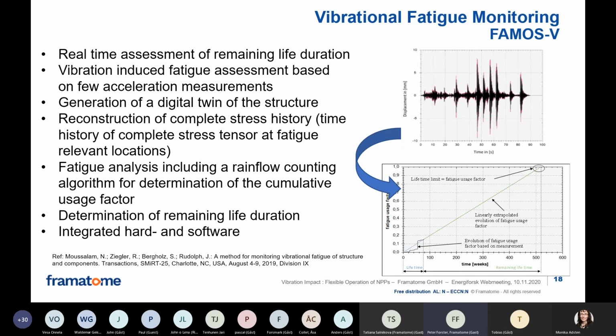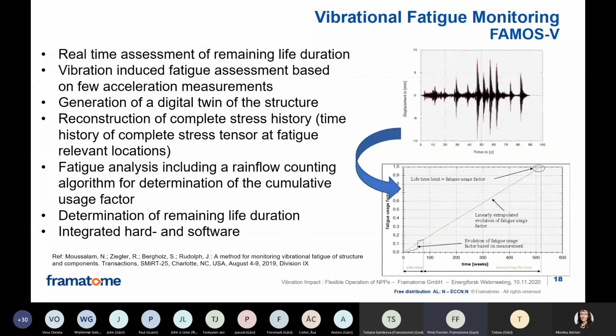Vibration-induced fatigue assessment based only on a few acceleration measurements. So it means a few installed sensors, sometimes already available. In general, a digital twin has to be made for the structure, but that is possible. It's coming from the FEM. A reconstruction of the complete stress history is possible with the stress tensors at relevant locations. Fatigue analysis, including rainflow counting, as we saw, is possible on the cumulative usage factor, and the determination of remaining life duration via this integrated hardware and software is possible by this means.